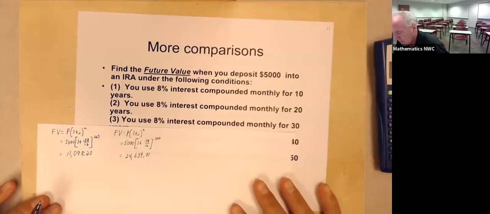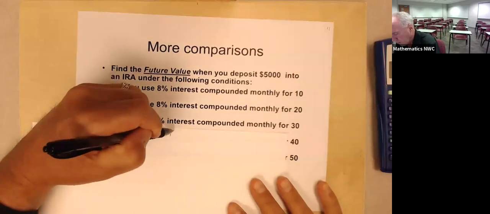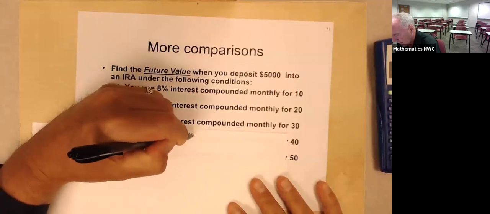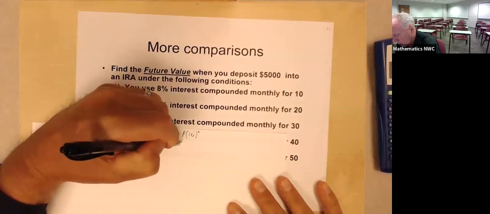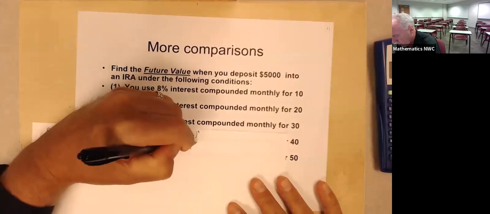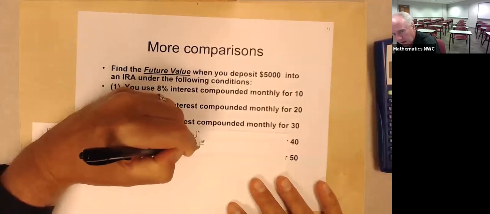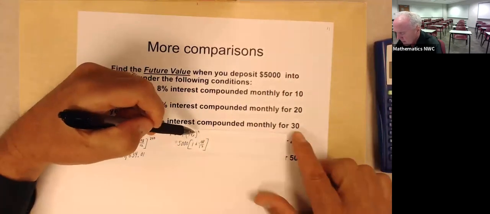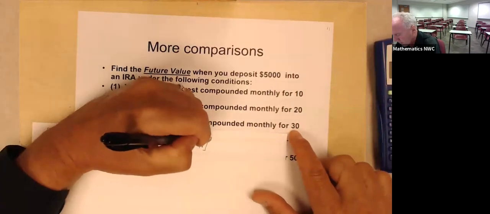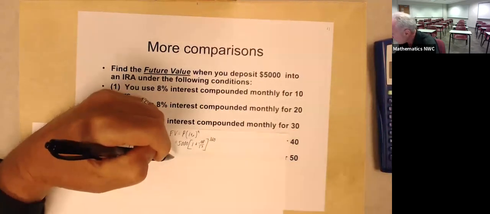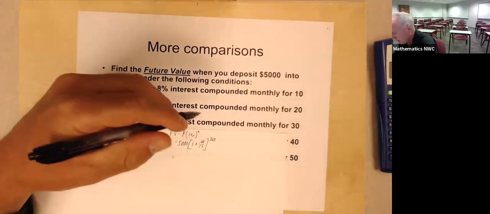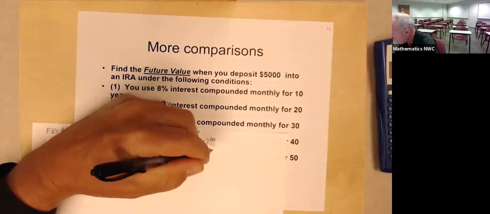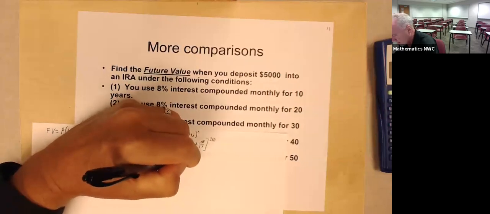Going to number 3, same formula. Principal, 1 plus I to the nth. Principal is 5,000. 1 plus 0.08 divided by 12. But this time, n is 30 years times 12, or 360. If you grind that through, what you end up getting is 54,678 and 65 cents.